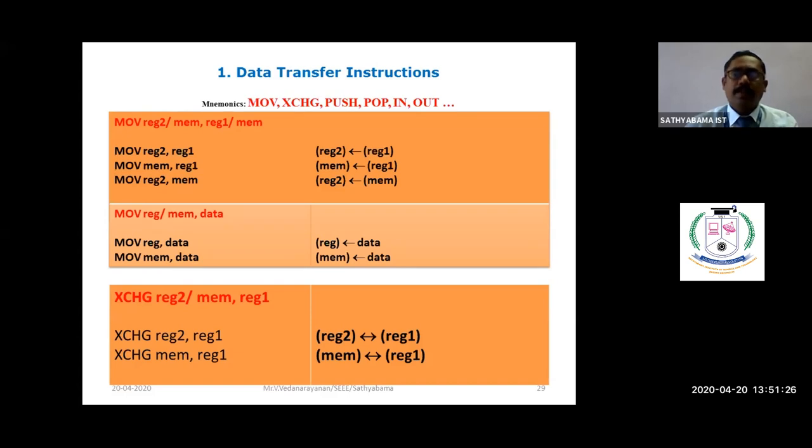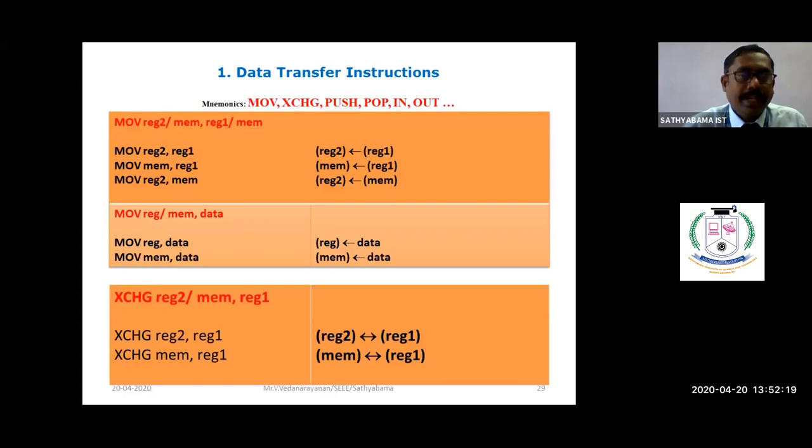I have shown you some examples in this slide. In this first box, MOV register 2, register 1 or memory, that is a move from register 1 to register 2. Register 1 is your source, register 2 is your destination. From the source register 1, it gets moved to register 2. It can also be memory to register, MOV memory, register 1, or MOV register 2, memory, between memories and registers or vice versa. Register 2 is the destination, register 1 is the source, so from register 1 the data is moved to register 2.